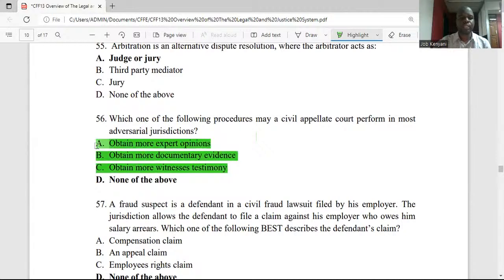So you can note them down. These are the ones that will be applied under the inquisitional process in case of an appeal.